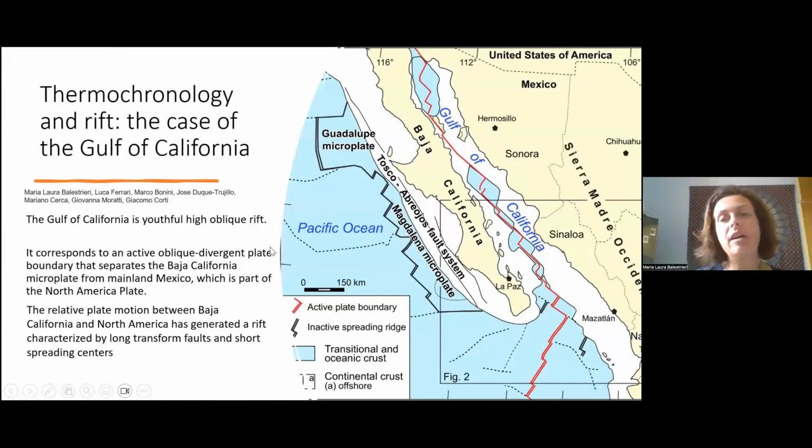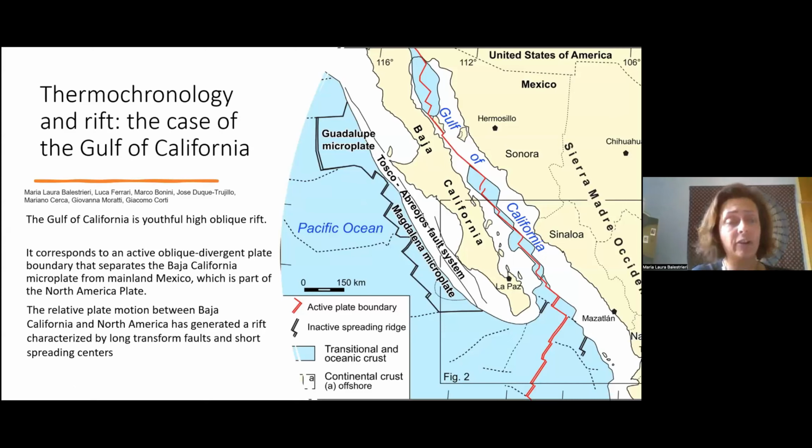Okay, so now we are changing place. We are moving to Baja California, in the Gulf of California, and I'm presenting a fission track study. First, a short introduction about the Gulf.